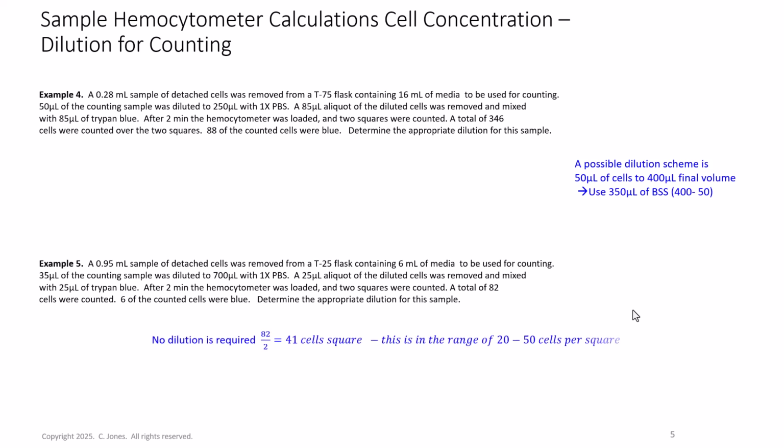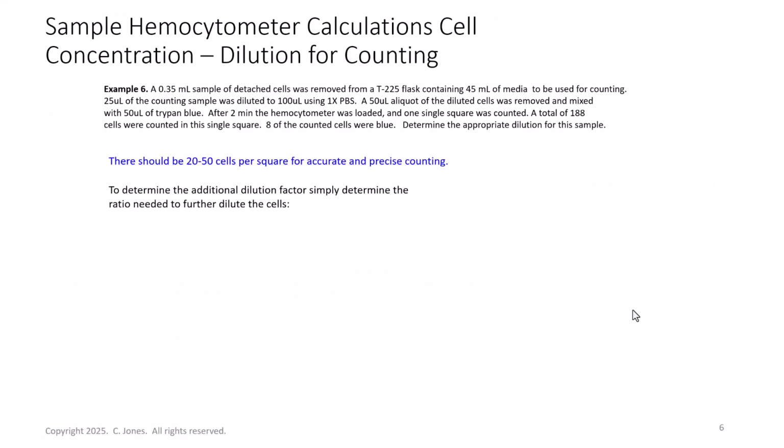So if you look at this, 82 divided by 2, that's 41 cells per square. That's in our range of 20 to 50 cells. So we didn't need to do a dilution, right? Just seeing if you're paying attention here. So again, the range is 20 to 50 cells per square. And in this problem number 5, we're already in that range, so we don't need to do a dilution.